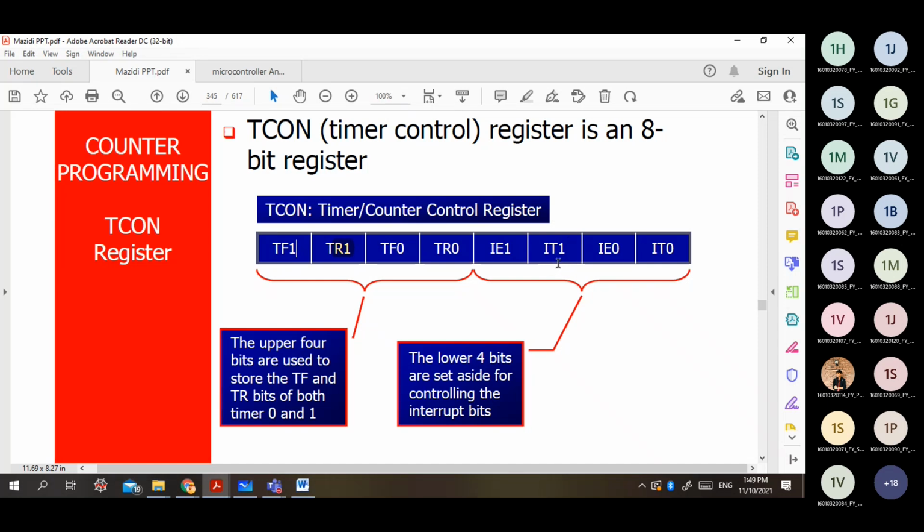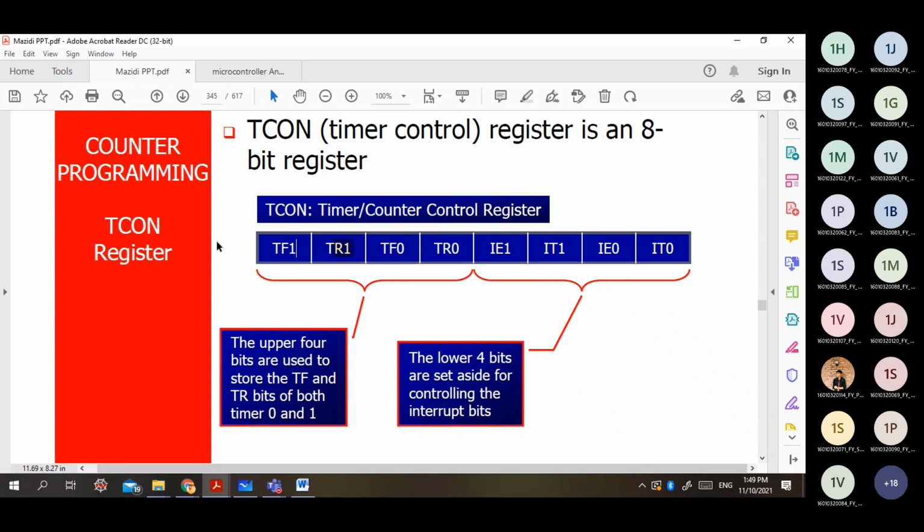Now what these things are, for the time being let it go, we will see later in detail. What do you mean by negative edge and what do you mean by low level? Okay, that is a triggering thing. So this will come into the picture whenever we study interrupts. Fine. Okay. So these are the 4 bits there for the interrupt.